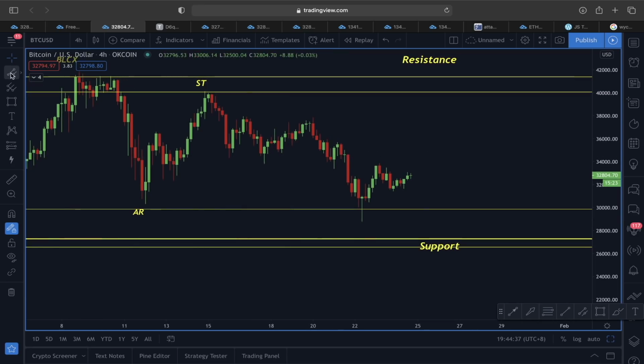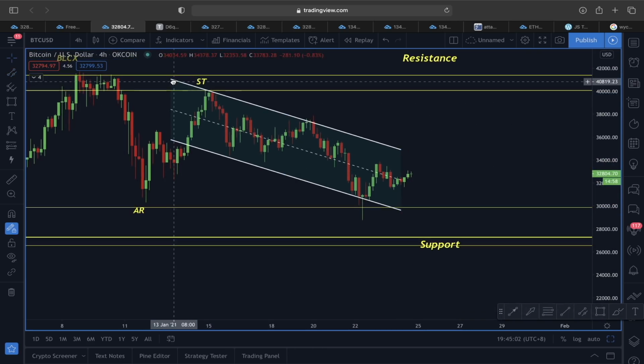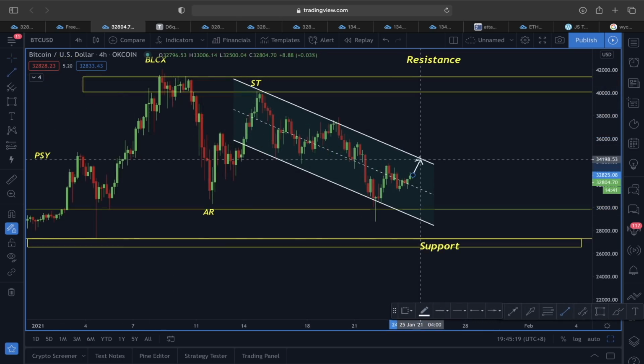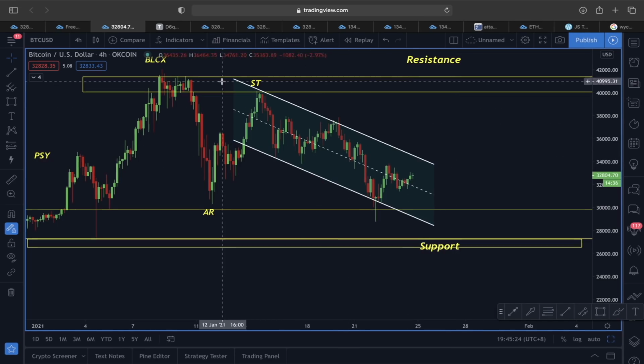So what we can also do here is use this descending channel to pinpoint some areas of support and resistance, because we want to know what is actually happening here. And this descending channel is actually pointing out right now this movement to the upside. Looks like we are going towards the upper line area of this descending channel.